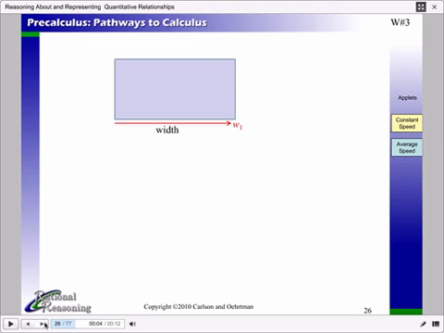So that's the idea: in order for the image to be true, you've got to maintain that proportionality of width and height.